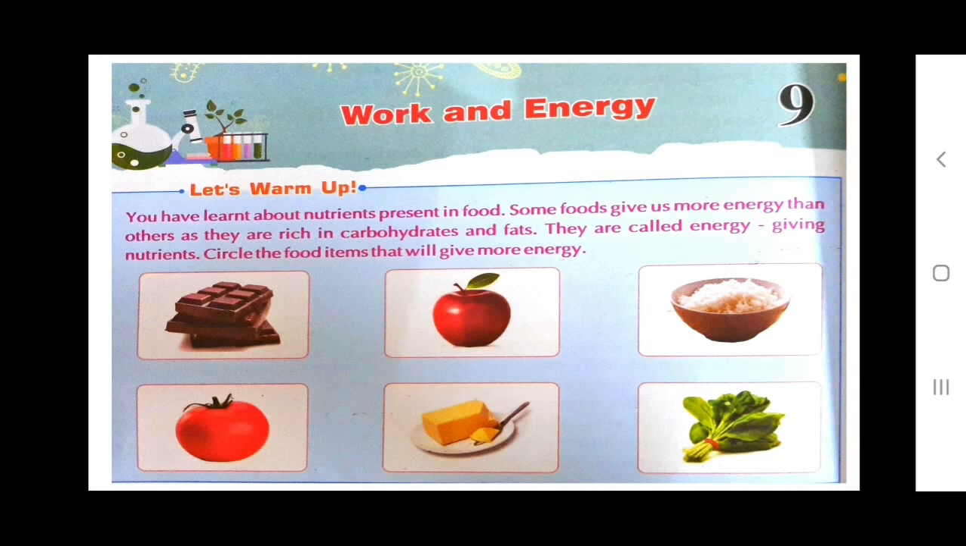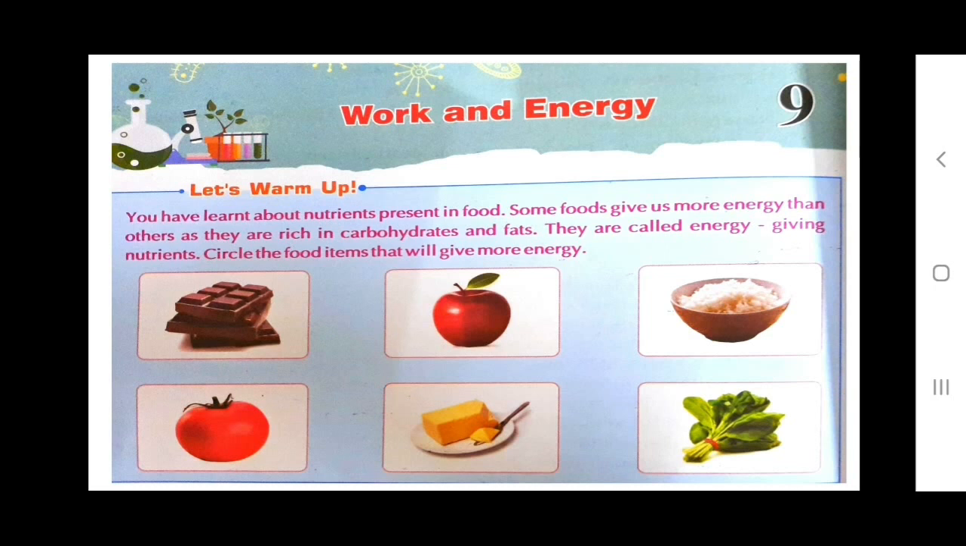So you can see the pictures. First picture is of a chocolate which gives us lots of energy. So circle it. Then apple. Apple is rich in other nutrients but not giving us lots of energy. So we will not circle it. Then next is a bowl of rice. Rice is rich in carbohydrates giving lots of energy to us. So circle it also. Tomato, no.